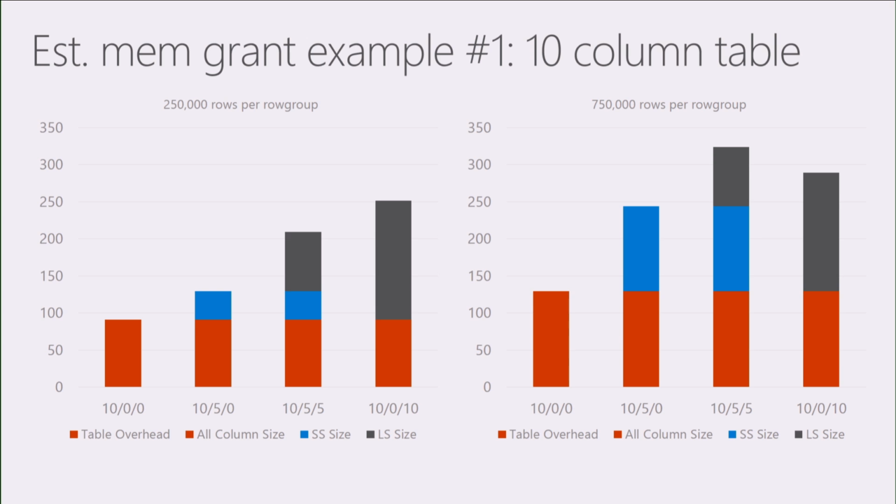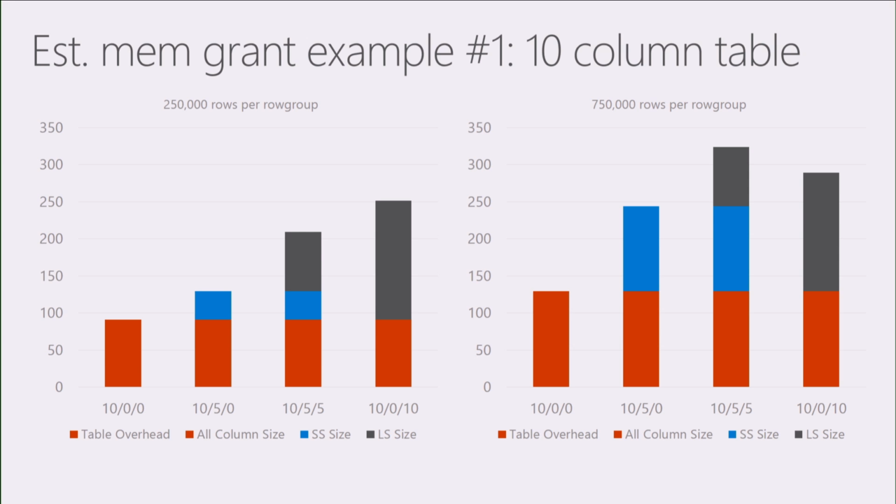Now, imagine we have a mix, 5 and 5, right? We've got no integers, no date times, okay? Now, we need more than 200 megabytes of memory, okay? And if they're all long strings, I need over 250 megabytes of memory, okay? Now, this is quite a narrow table, 10 columns.